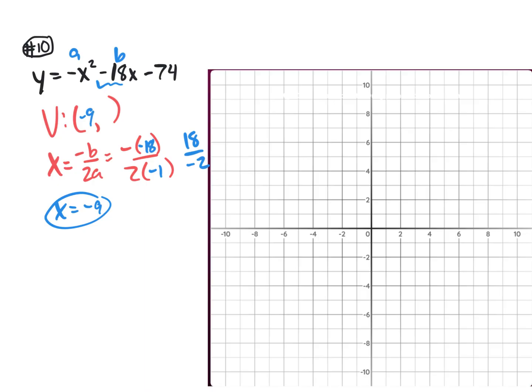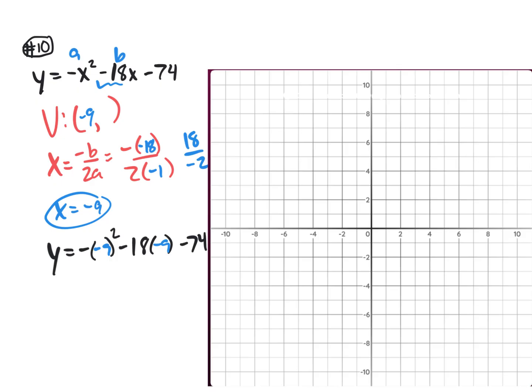Now you still need your y value. How do you find your y value? You simply plug in the x value of negative 9 into the x positions right here and here. So you take that negative 9, plug it in right there and there. So I like to rewrite it, and you should rewrite it with parentheses instead of x's. Y equals negative x squared minus 18x minus 74, okay? And plug in that negative 9 right there and right there.